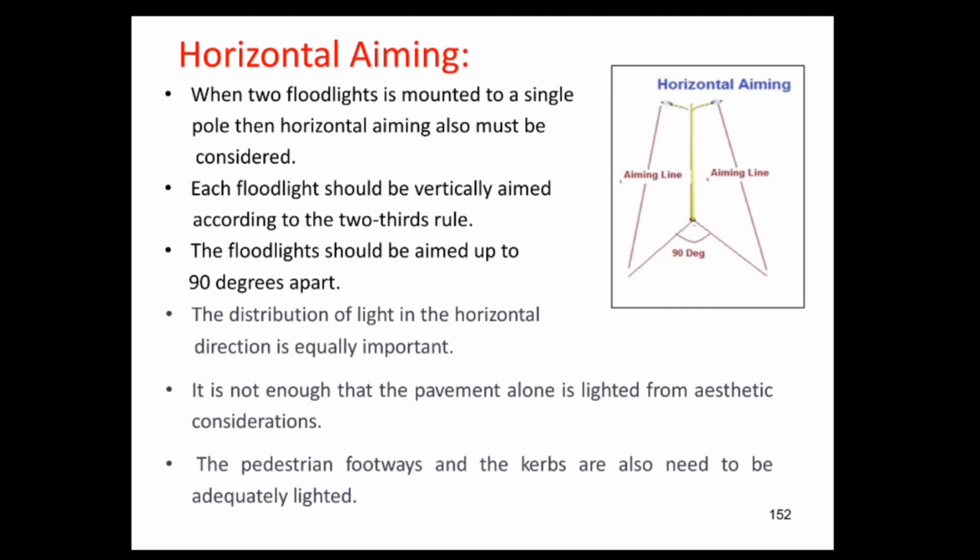Hence, horizontal aiming with the help of two lamps provided on a single pole, they should be fixed in such a way that the floodlights form, with their aiming line, an angle of 90 degrees.